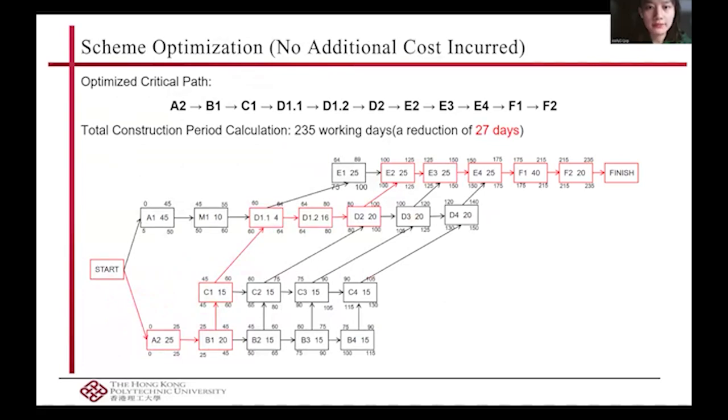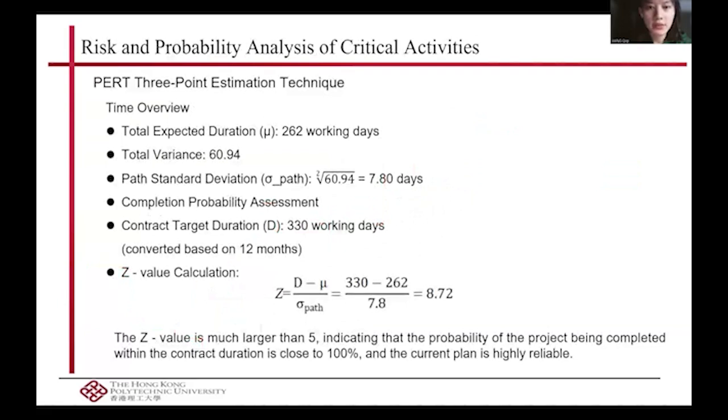Subsequently, I conducted a risk and probability analysis of the critical activities within this optimized plan. Calculations resulted in a z-value significantly greater than 5, confirming the optimized plan is highly reliable.